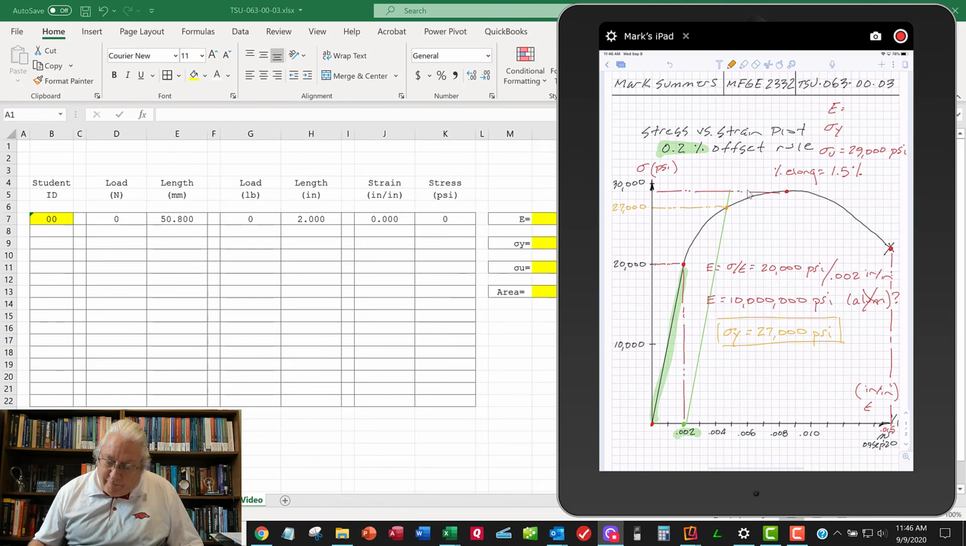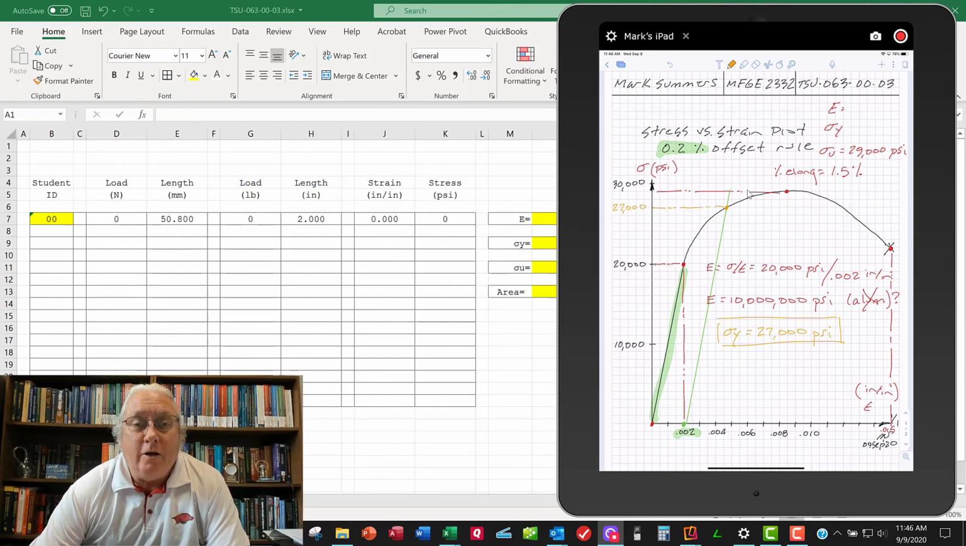If it has a well-defined yield point, you just read it off the chart. If it doesn't have a well-defined yield point, then you can use this 0.2% offset rule to calculate a yield point for your material. That'll complete this video.